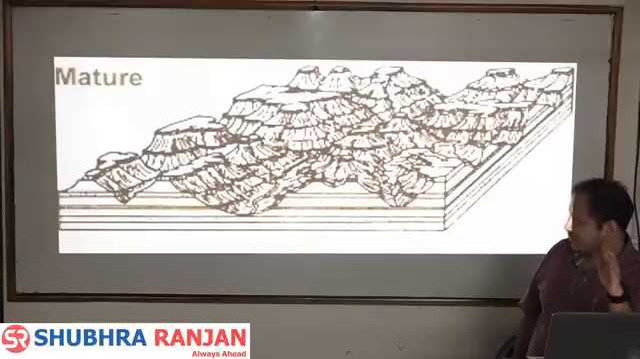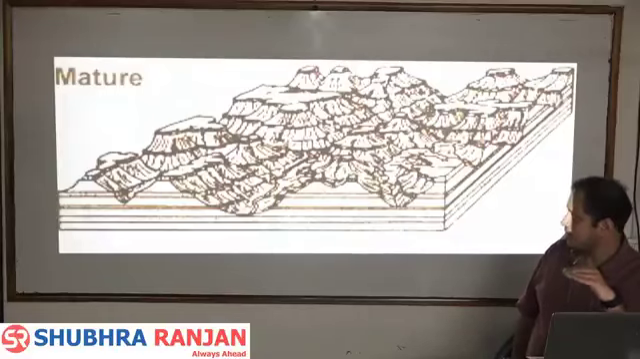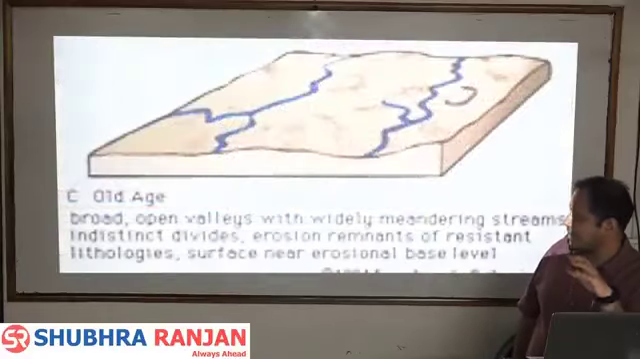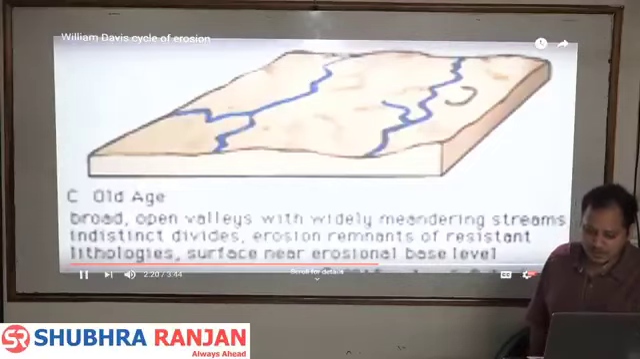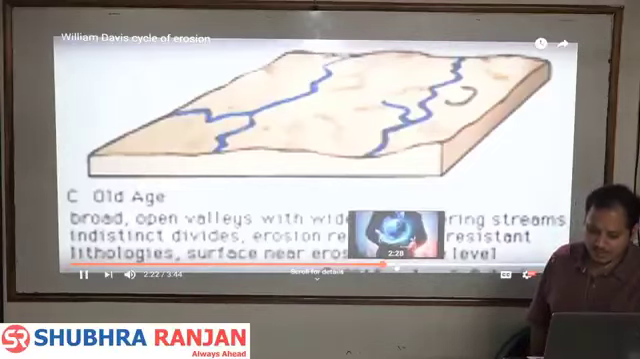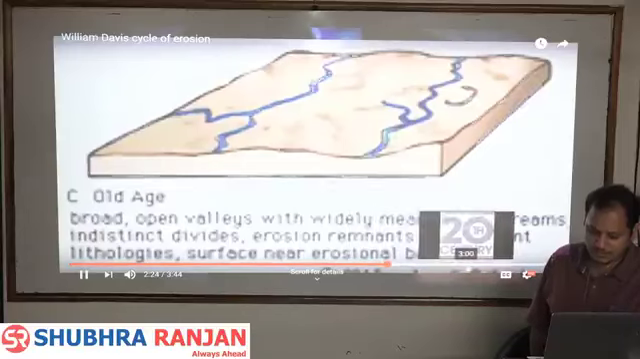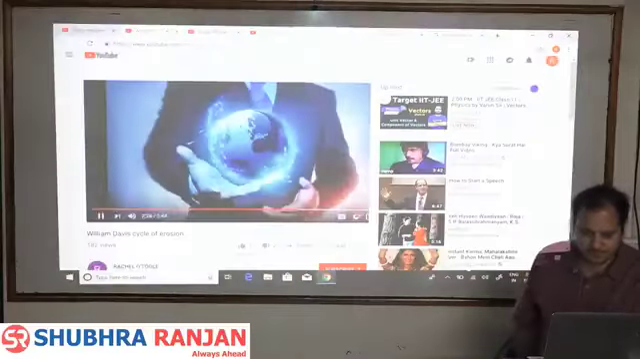In the mature stage, the river system starts developing well, the landform is dissected, relief features are reduced, slope is generally reduced, and in the old age, it is made very, very flat. So this is the Davisian cycle of erosion. Fine, understood?